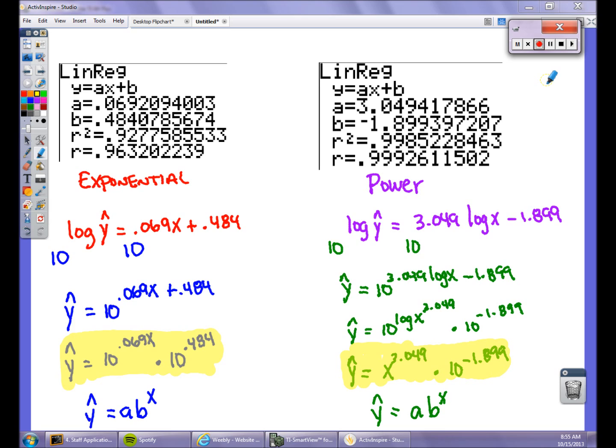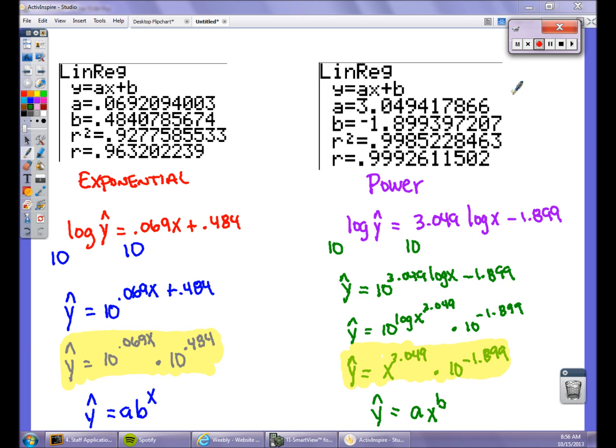In a similar fashion, 10 and log cancel each other out, and I can reduce. I get my final equation of y hat equals x raised to the 3.049 times 10 raised to the negative 1.899, which puts me in the power model format of a times b raised to the x. Oh, excuse me, I'm sorry. I meant to say a times x raised to the b.